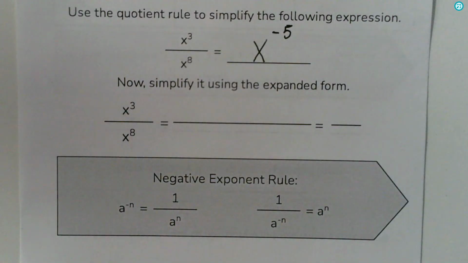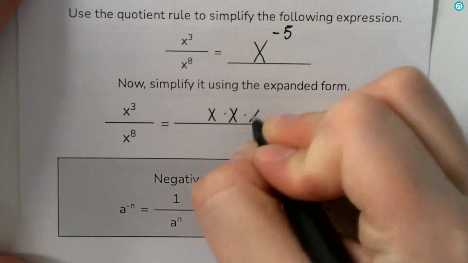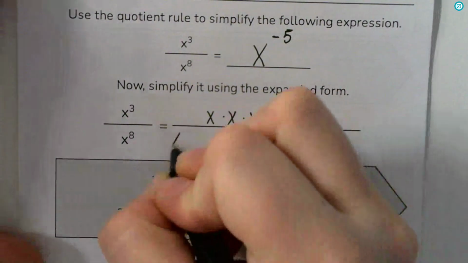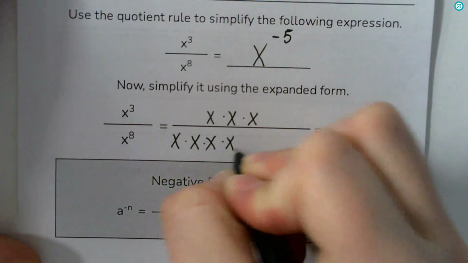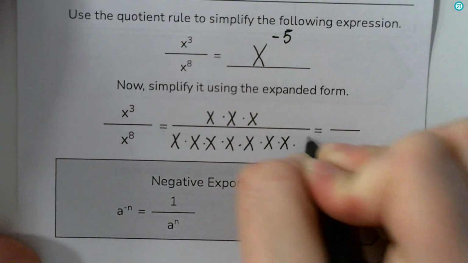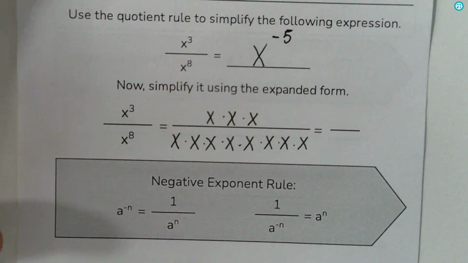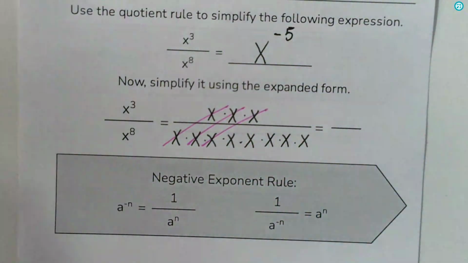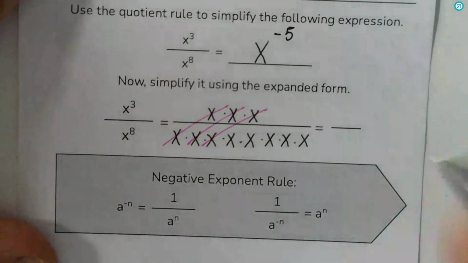So x to the third on top is x times x times x. And then x to the eighth on bottom is 8 of those. 1, 2, 3, 4, 5, 6, 7, 8. Okay. How many sets of x's can I cancel? 3. Okay, so I'm going to cancel 1, 2, 3 sets. How many x's do I have left on the bottom? 5. So I've got x to the fifth left on the bottom.